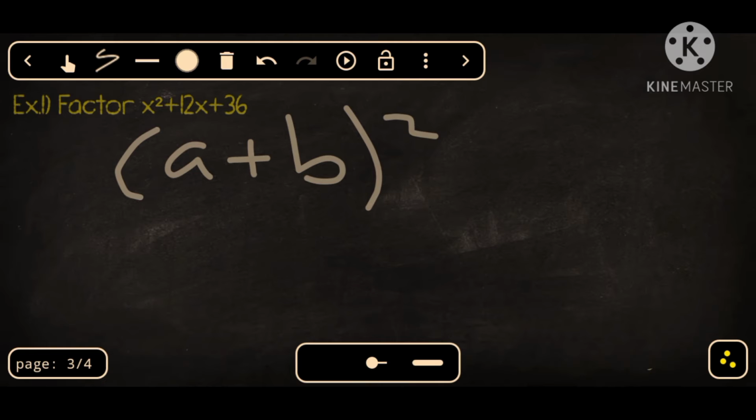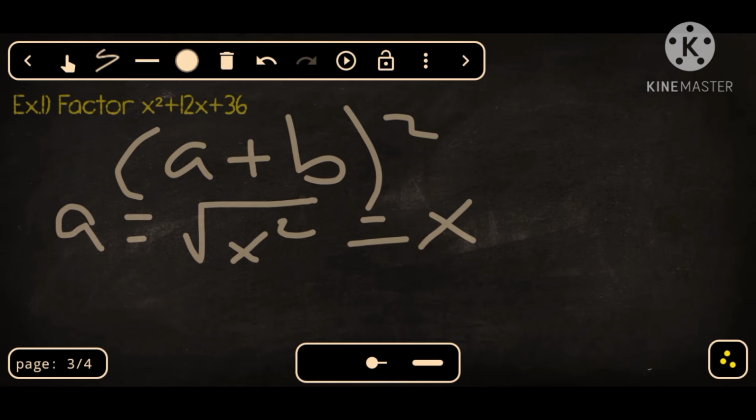So in our example, the operation of the middle term is plus, so therefore we'll use a plus b squared. Okay, so next step, we are going to identify our a. To get a, we are just going to take the square root of the first term. The first term is x squared, so take the square root. We have square root of x squared, that is x.